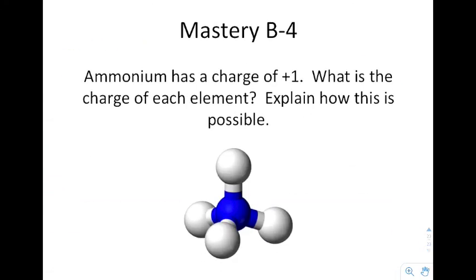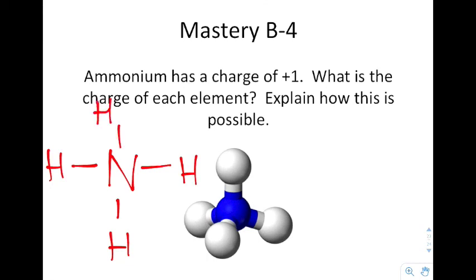Finally, it says ammonium has a charge of +1. What is the charge of each element? How is this possible? So if you were to look at it, ammonium is N, and then H, H, H, and the whole charge is +1. Okay, so if you were to look at this, everything has its octet rule satisfied, yes. But nitrogen originally had 5 valence electrons. Each hydrogen has 1 valence electron.